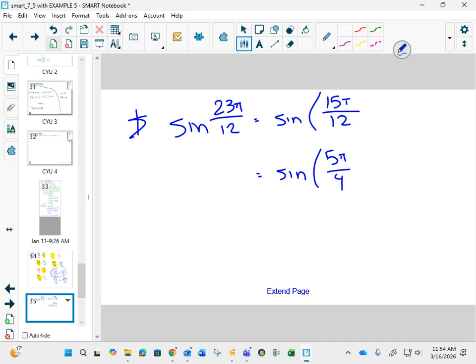15. What do you have to add to 15 to make 23? 8. That's not hard. We just made our math a lot easier. What does 8 pi over 12 reduce to? Oh, it's on our pi plate. Perfect.